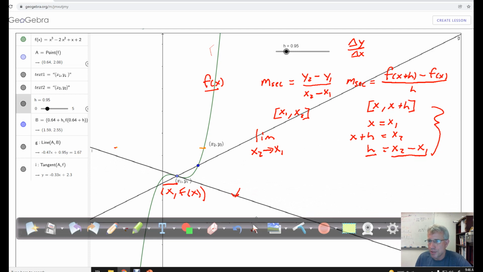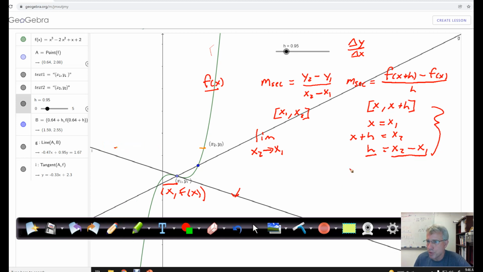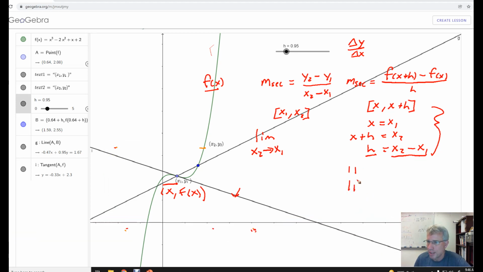So taking the limit as x sub 2 goes to x sub 1 is equivalent to taking the limit of the difference quotient as h goes to 0. So we want to take the limit as h goes to 0 of f of x plus h minus f of x all over h, which is the same as taking the limit as x sub 2 gets closer and closer to x sub 1 of the ratio y2 minus y1 over x sub 2 minus x sub 1.